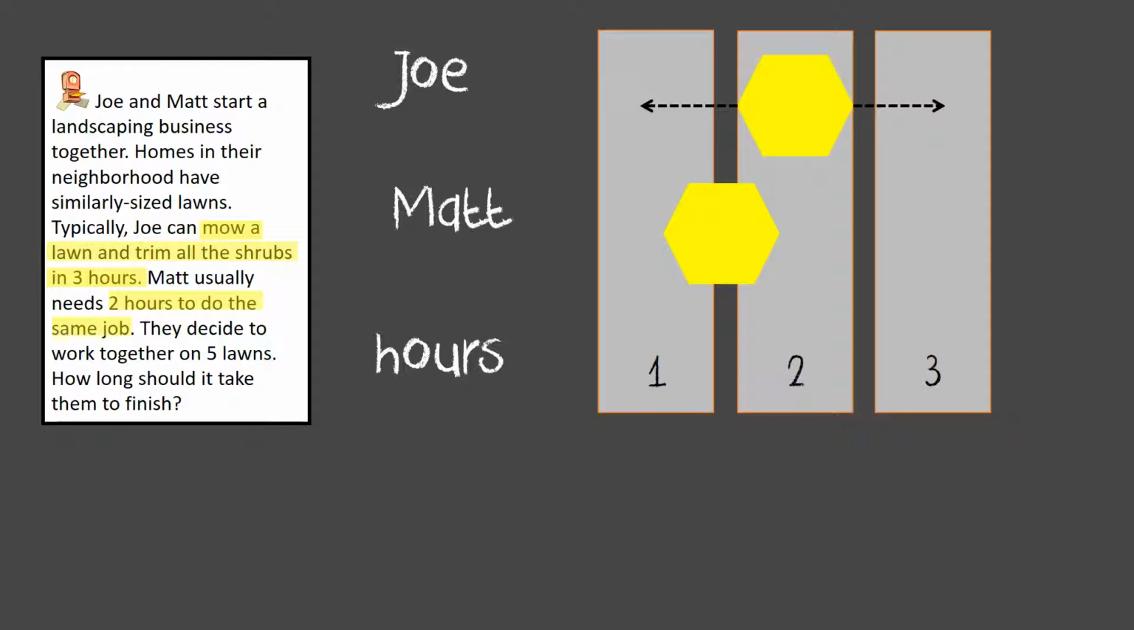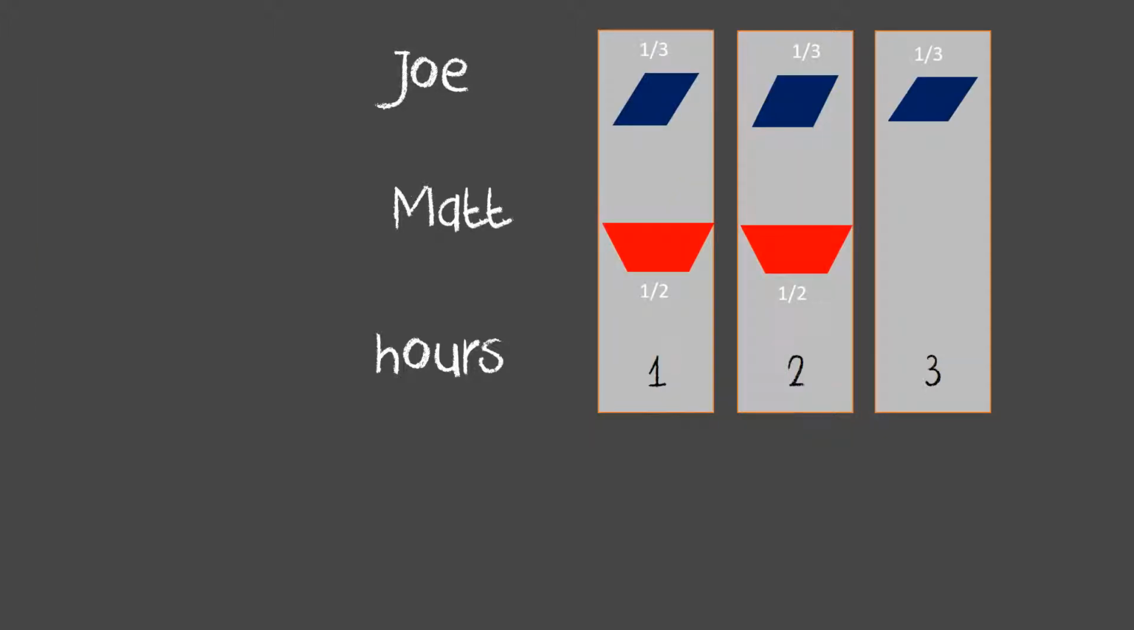So we're dealing with 3 hours, so we want to break down the lawn into 3 parts for the one that takes 3 hours. So we're going to divide that whole into thirds. And then Matt took 2 hours to do the same job, so we're going to break up the amount he can do into halves. He can do a half in 1 hour and a half in another hour. So that breaks up how much they can do. Joe can do a third, Matt can do a half in 1 hour's time. So we have it written just like that on this sheet.